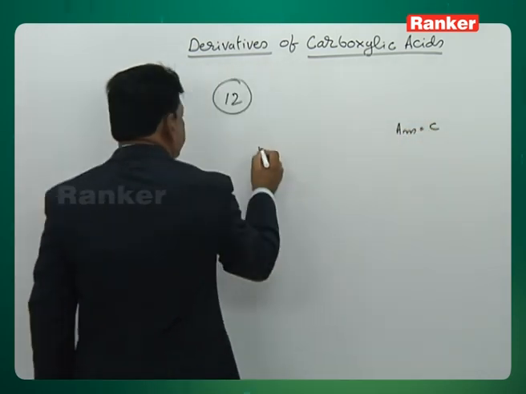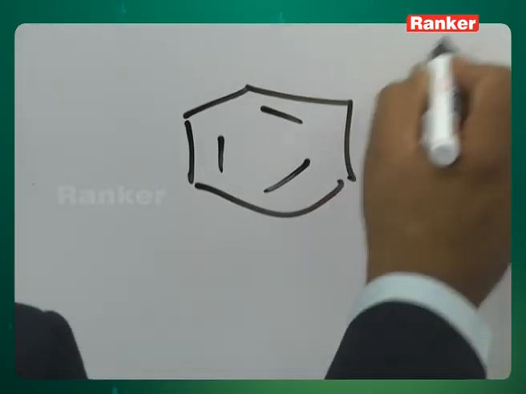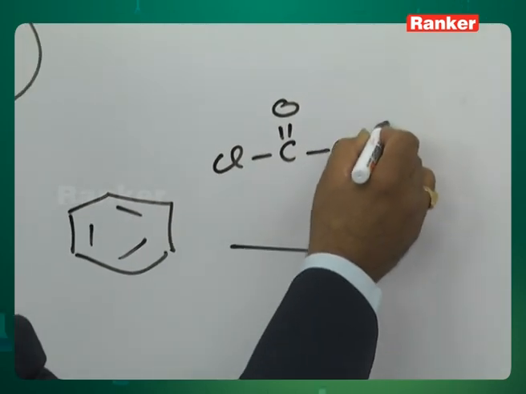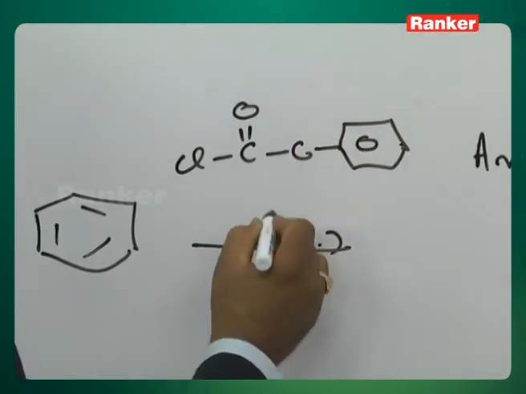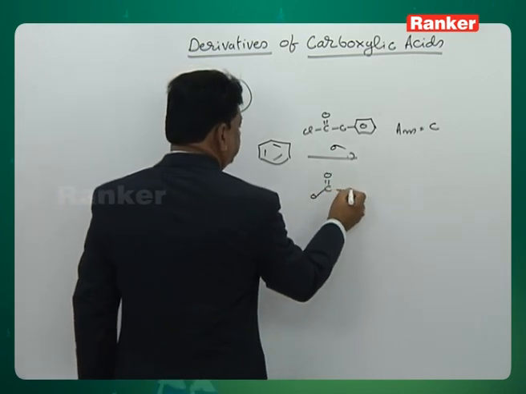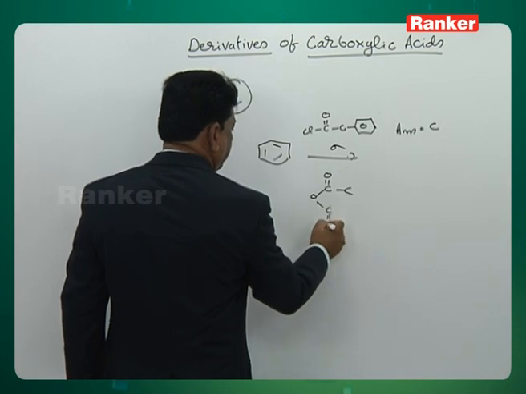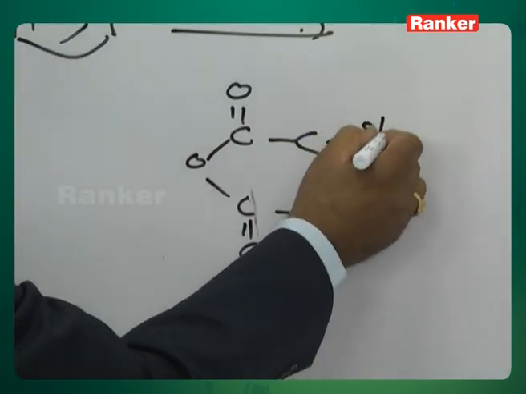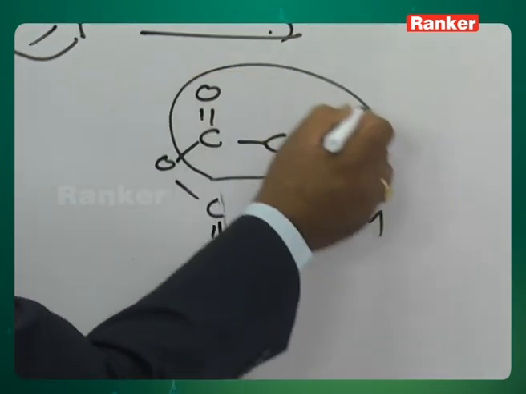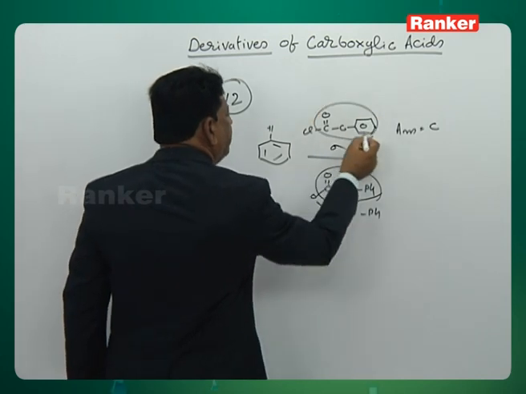So, here what is happening? Benzene is treated with the acid chloride, or you can also take the anhydride form. Either one you can take. In this case also, this group will be inserted in the place of hydrogen. In this case also, this will be inserted.